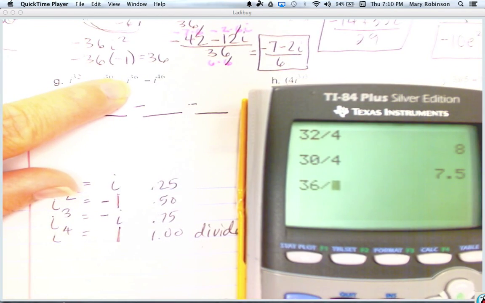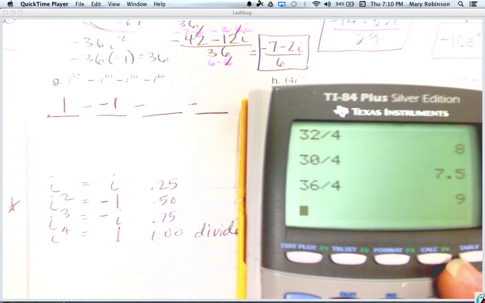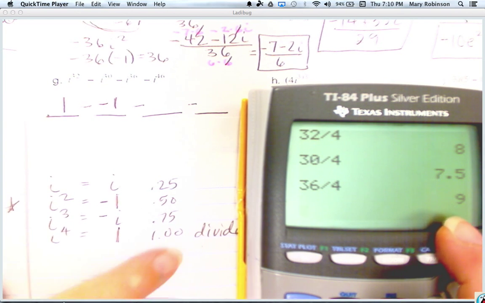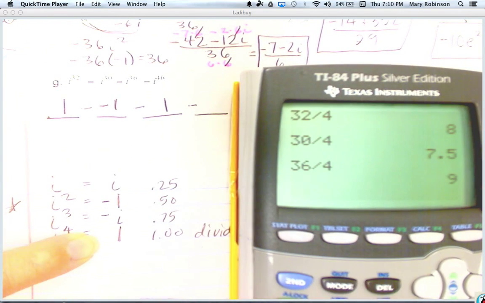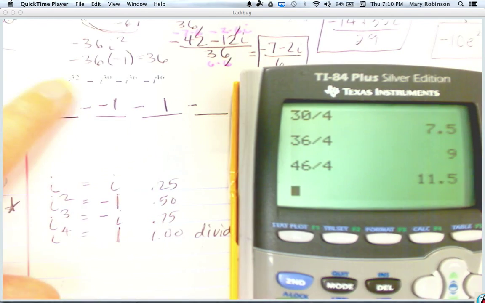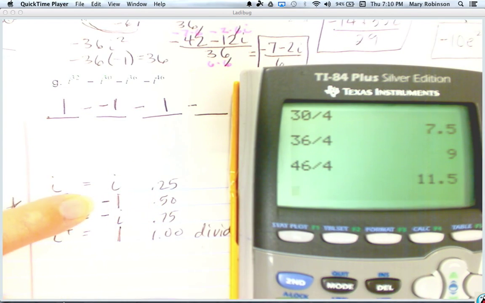36 divided by 4 divides evenly. So if it divides evenly, that's a positive 1. And 46 divided by 4 ends in 0.5. 0.5 is negative 1.